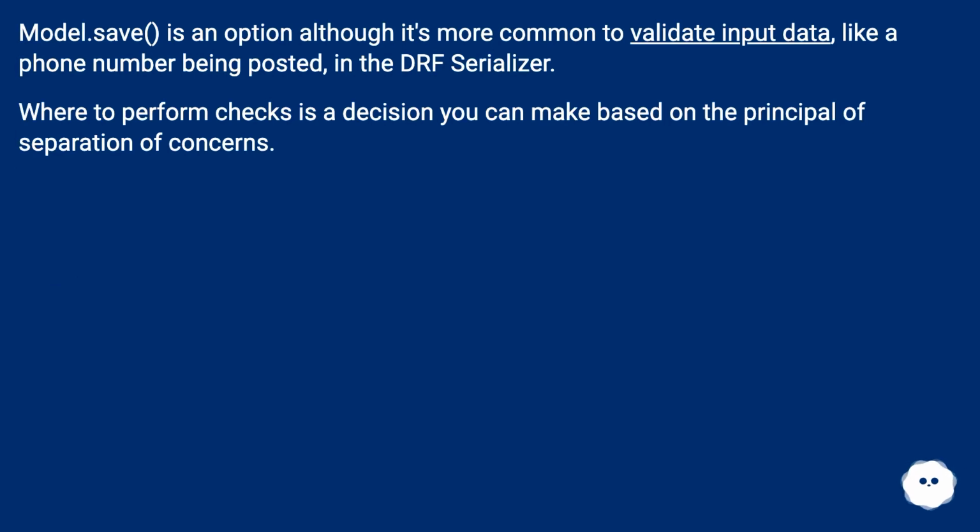Model.save is an option, although it's more common to validate input data, like a phone number being posted, in the DRF serializer. Where to perform checks is a decision you can make based on the principle of separation of concerns.